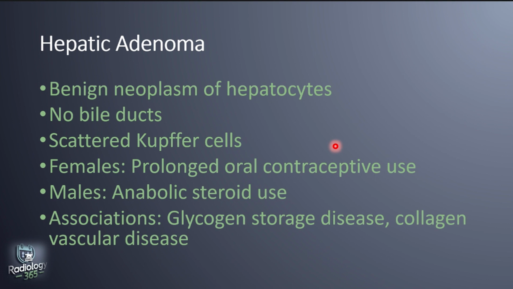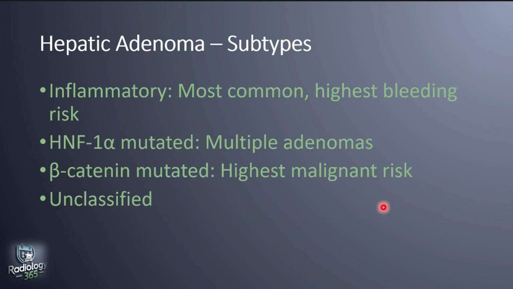Adenomas are much more common in females, especially with prolonged oral contraceptive use. When seen in males, adenoma may be associated with anabolic steroid use. Other associations include collagen vascular disease and type 1 glycogen storage disease, that's von Gierke's disease. There are 4 histologic subtypes with varied imaging findings.